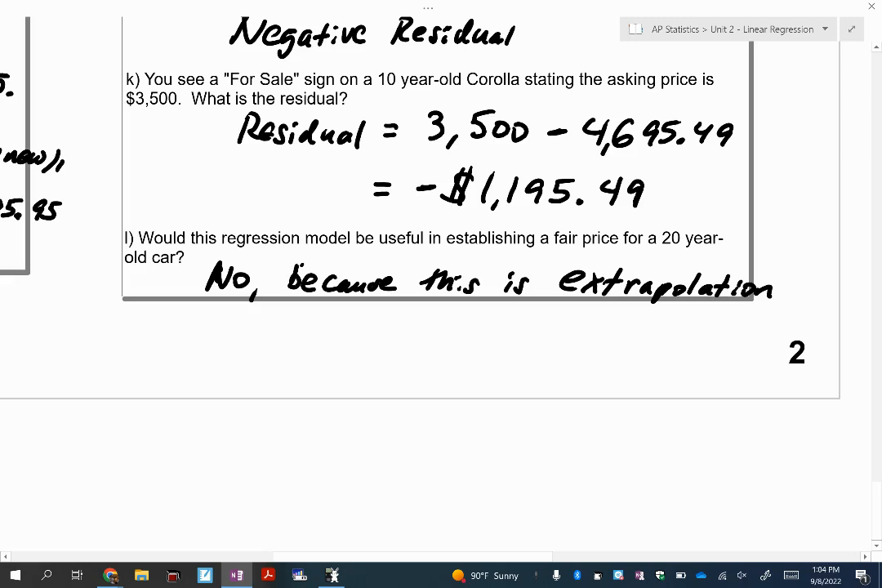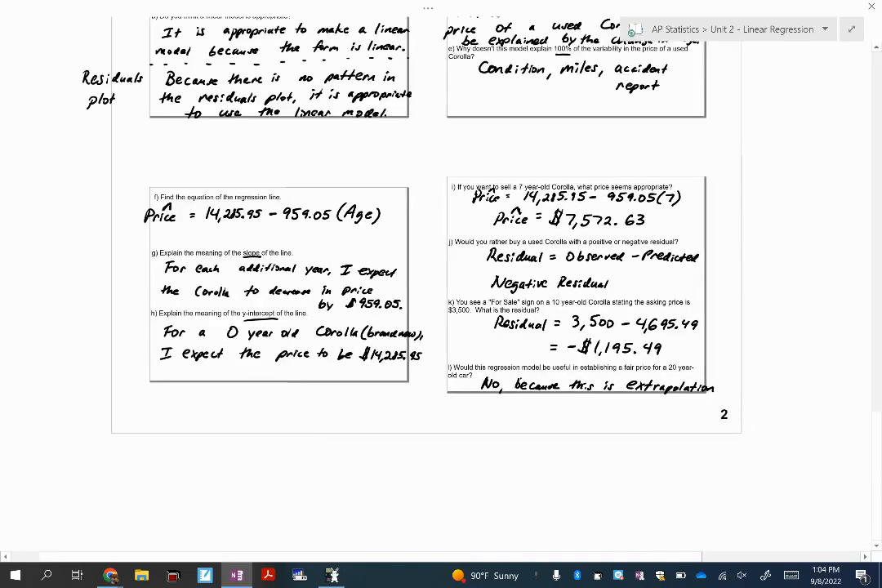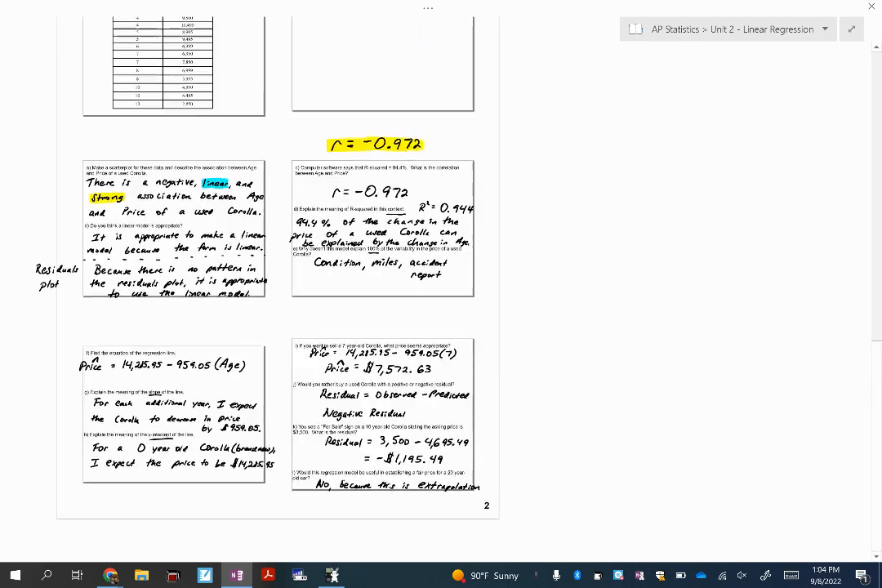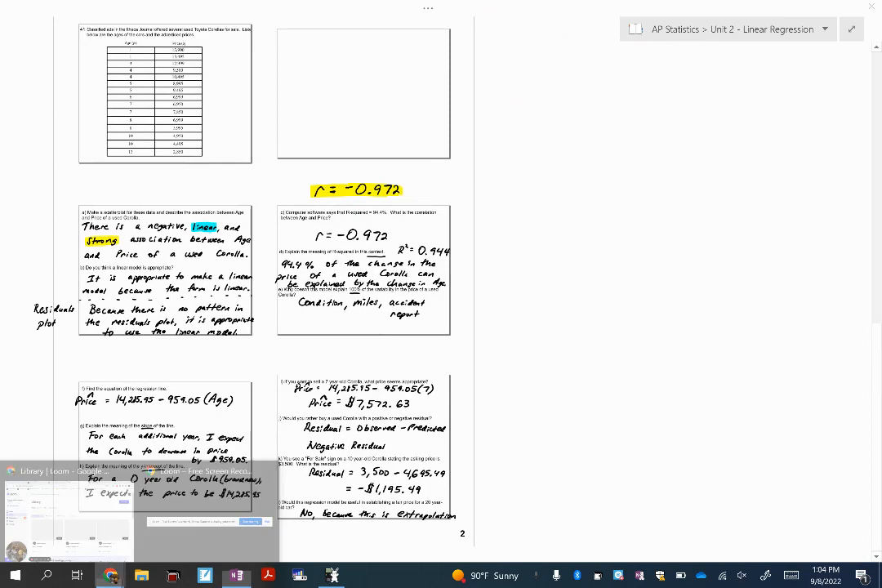I know it's a very long video. Watch it at whatever speed, chunk it however you want, but make sure you're practicing all these types of things on your own with the calculator. This is a really good example that covers pretty much everything you'll need to know from Chapter 8. Good luck.